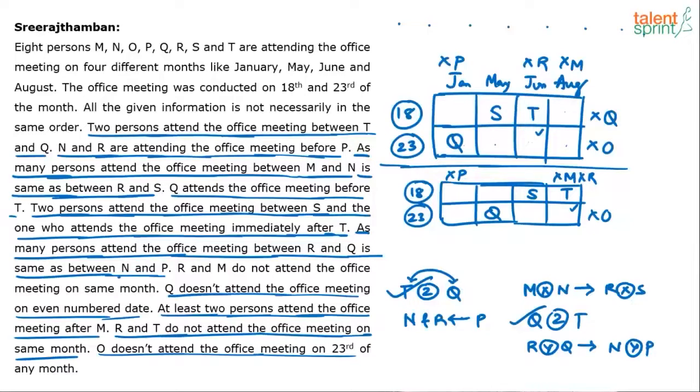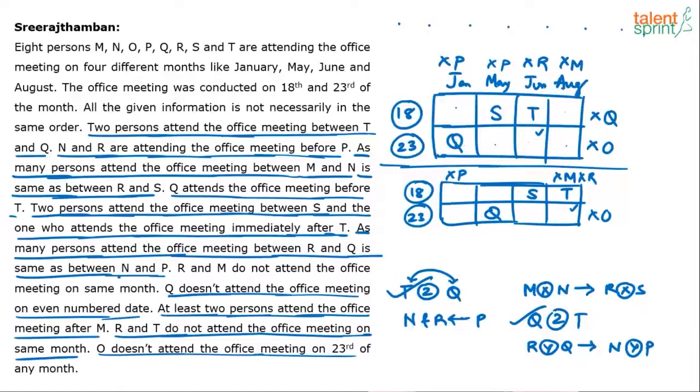In fact, if you observe, for case number 1, we know that P cannot come in Jan, P cannot come in May also. Why? There are two people who should come before P, and those two people are N and R. So even if N takes Jan, R takes May, see these two are Q and S. So these two slots are also taken by N and R, let's say. P cannot come here. P can either come in June or can come in August.